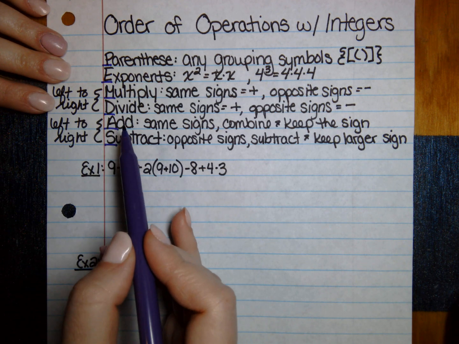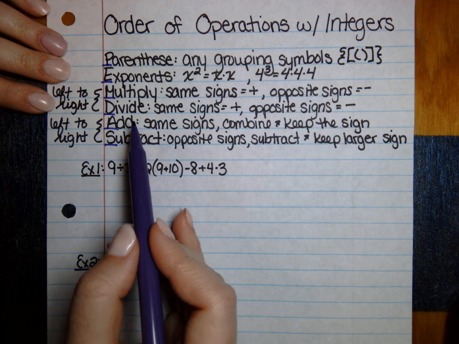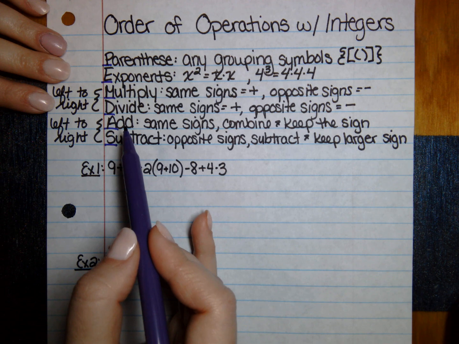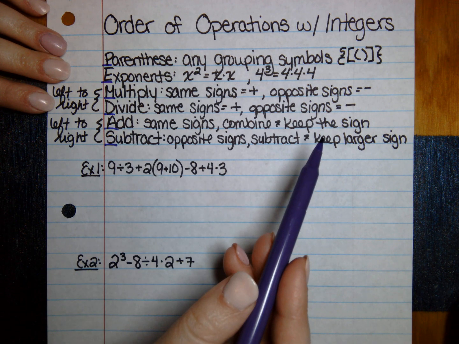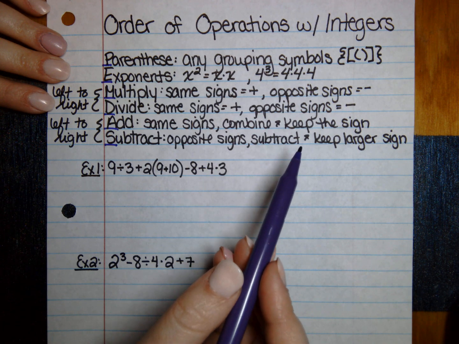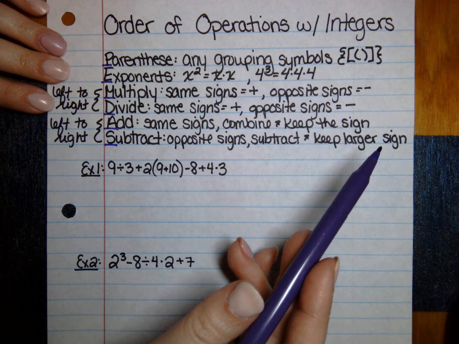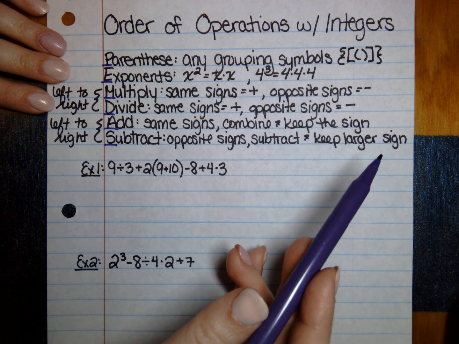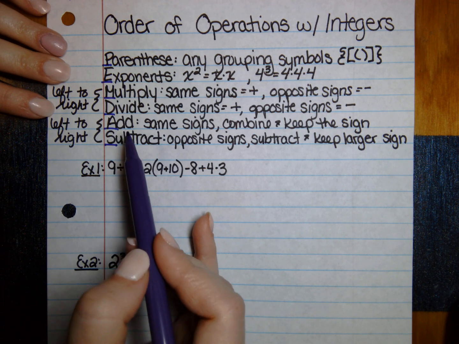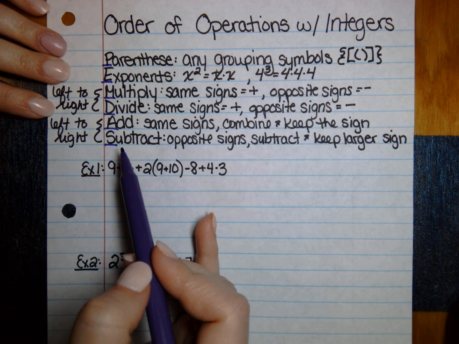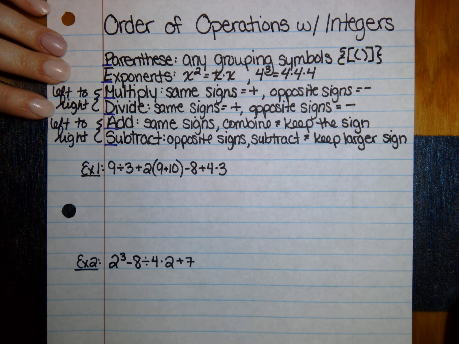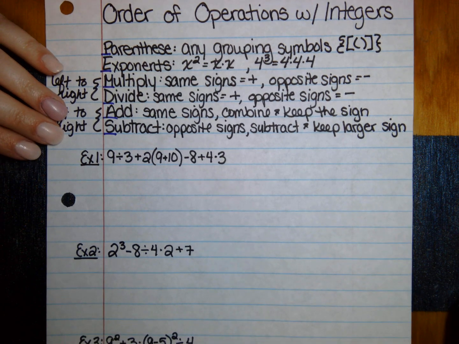And the last 2 steps are addition and subtraction. When you're talking about addition and subtraction, if they're the same signs, you're going to add them and then keep the original sign. If they're opposite signs, you're going to subtract and then you're going to keep the larger sign. If you need a refresher, refer back to my addition and subtraction of integers video. Again, if you have a bunch of addition and subtraction operations, you're going to work those left to right. Don't pick and choose which ones to do when. So let's work through a few examples.